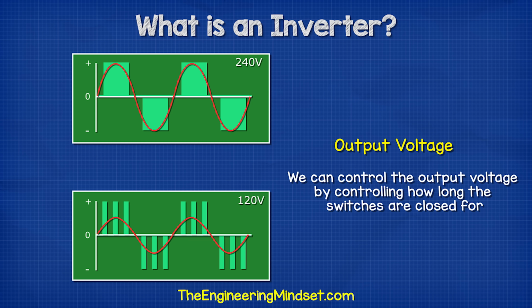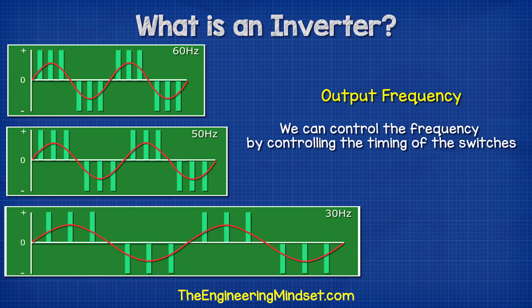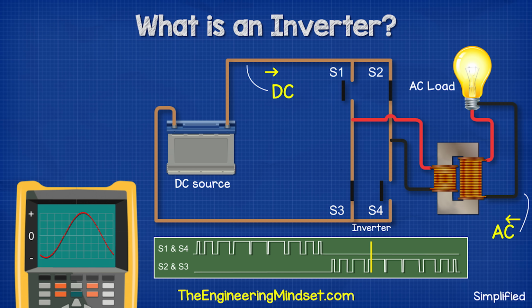We can control the output voltage by controlling how long the switches are closed for. So we could, for example, output 240 volts or 120 volts just by trimming the opening and closing times. We can also control the frequency by controlling the timing of the switches. So we could, for example, output 60 Hz, 50 Hz, or 30 Hz, whatever is needed for the application. So that's how we can take a 12-volt DC battery and convert this into a 120 volts or 230 volts AC supply by using some IGBTs, pulse width modulation, and a transformer.